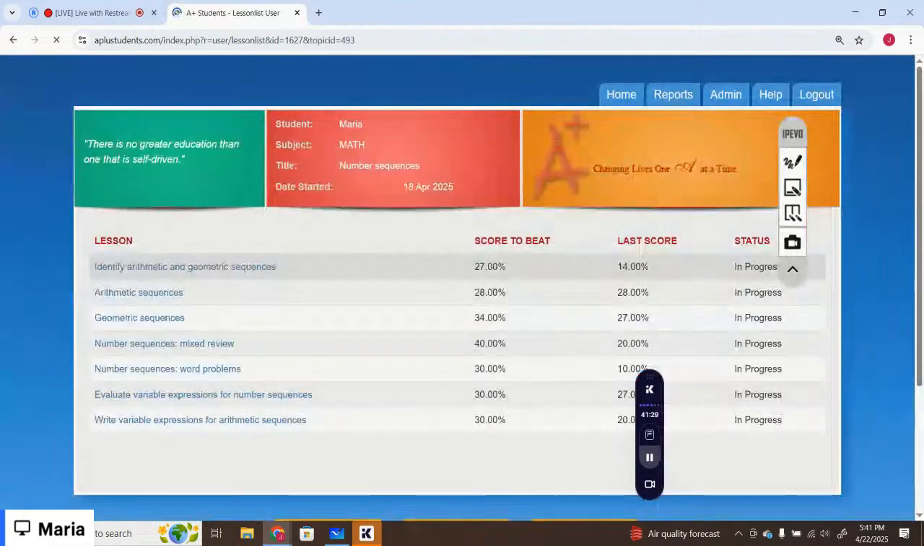So we were working on grade 8 math. The chapter we were working on is number sequences. The lessons we have covered today are number sequences, word problems, evaluate variable expressions for number sequences, write variable expressions for arithmetic sequences.